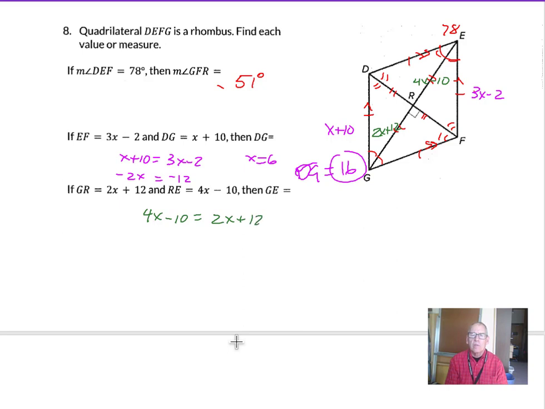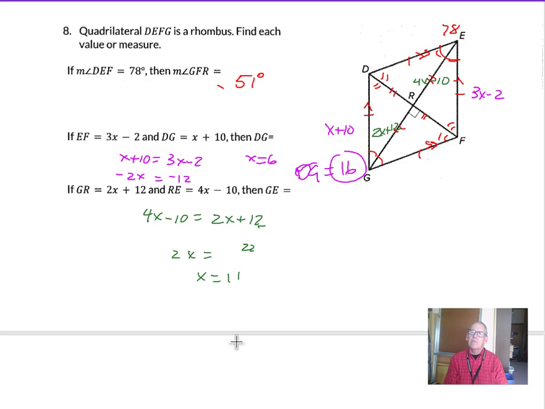So add 10 to both sides, we get 22. Take away 2x from both sides, we get 2x. Did I do the minus 10? Yeah, add 10 to both sides. And then divide by 2, x is going to be 11. So we got x is 11.